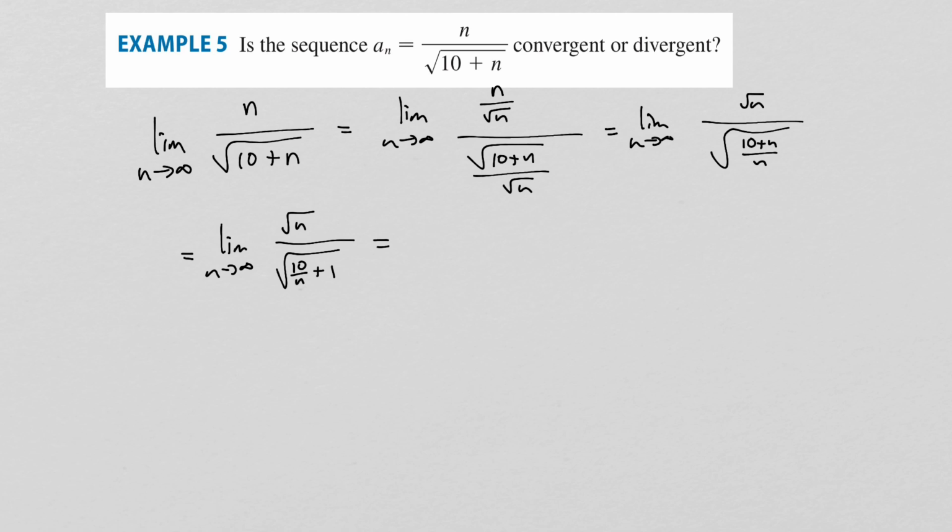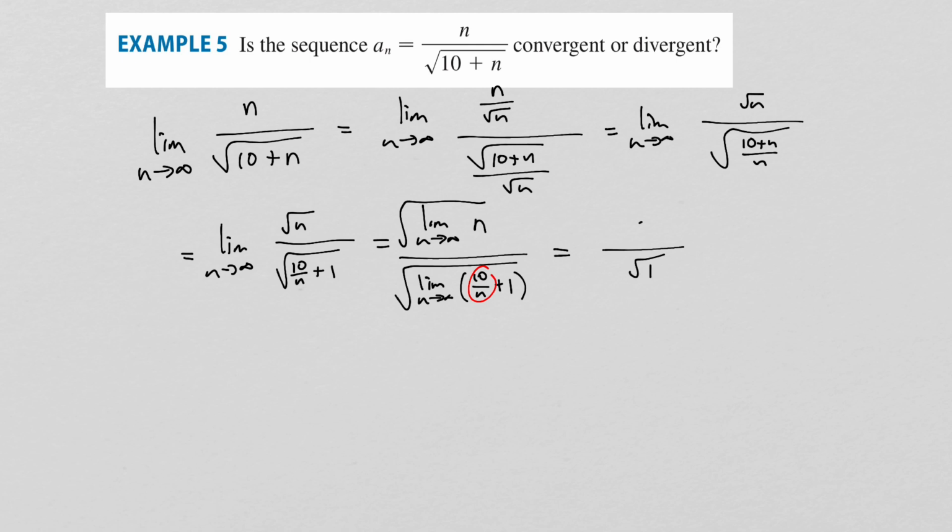And then we can move the limit inside. So we have the limit as n goes to infinity of n, and then the square root of that. And in the bottom, we have the square root of the limit as n goes to infinity of 10 over n plus 1. Now, the bottom limit is going to be 1 because this goes to 0, and the limit of 1 is 1. And so we have the square root of 1, which is 1. But on top, we have infinity. And infinity divided by 1 is infinity. And so this sequence is divergent because the limit is not a real number.